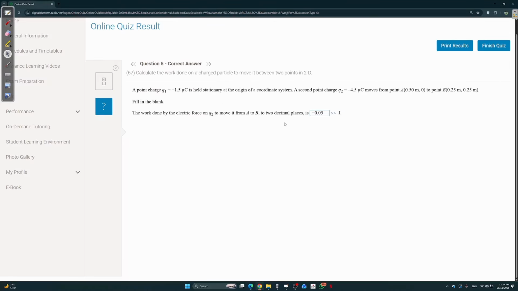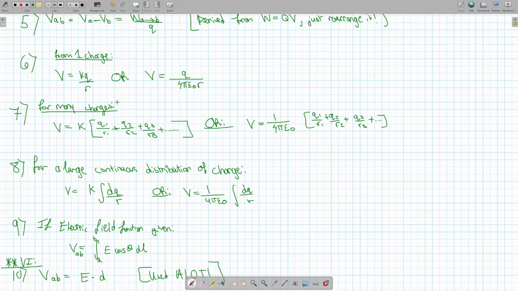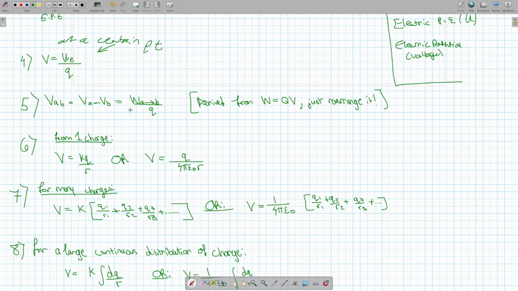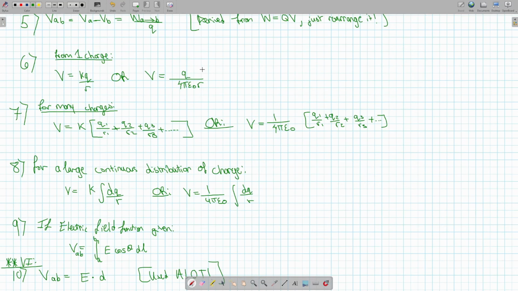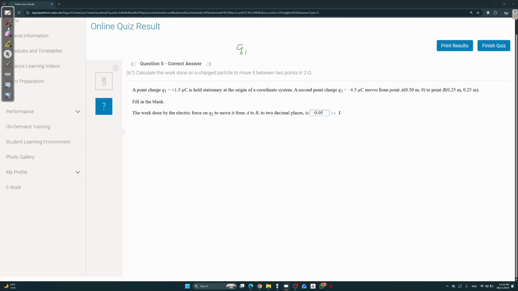Question 5. A point charge Q1 is held stationary at the origin of a coordinate system. So this is the stationary charge. When they're telling you a point charge, that means that's the Q1, the one that's stationary. If you recall, in some of these formulas, I'd have one charge that always stays outside. That's the stationary charge. Then the second point charge is moved from this point to this point. What's the work done by the electric force to move it from A to B, to 2 decimal places?